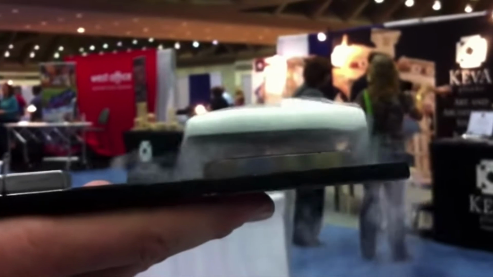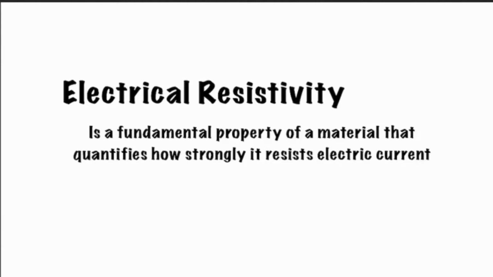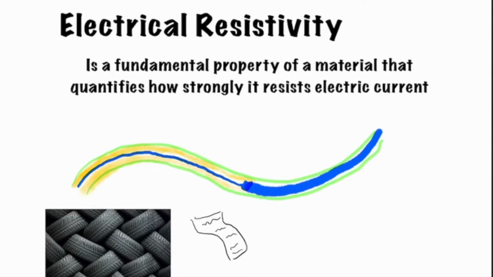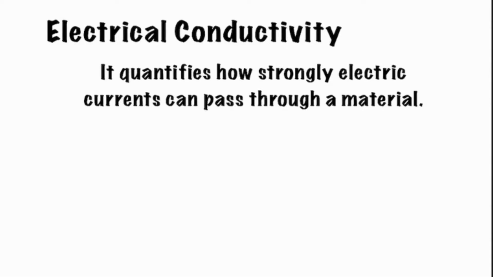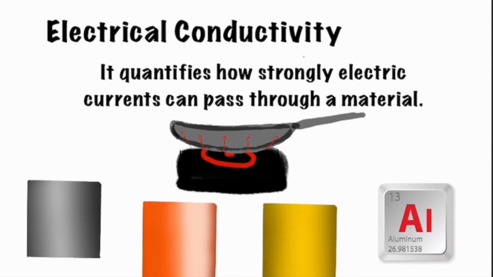levitating effect. To understand this better, we must understand electrical resistivity and electrical conductivity and how that applies to magnetic properties. Electrical resistivity is a fundamental property of a material that quantifies how strongly it resists electric current, like a hose with sand in it. The higher the resistance, the lower the power of the current flow. Materials like rubber, paper, glass, and plastic, for example, present high resistance to electric currents. Electrical conductivity quantifies how strongly electric currents can pass through the material. Materials like silver, copper, gold, and aluminum, for example, make very good conductors.